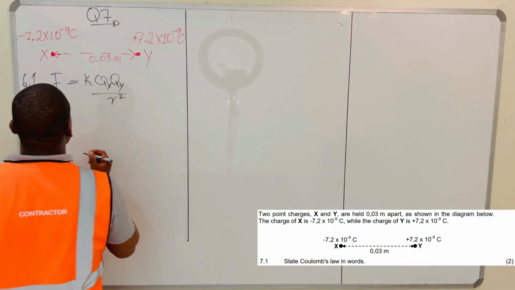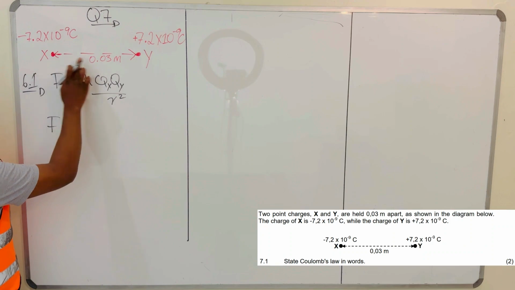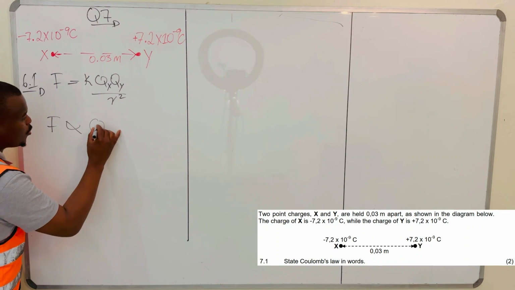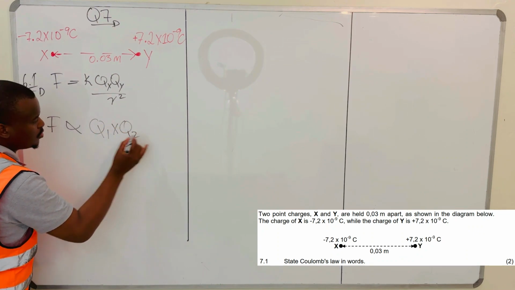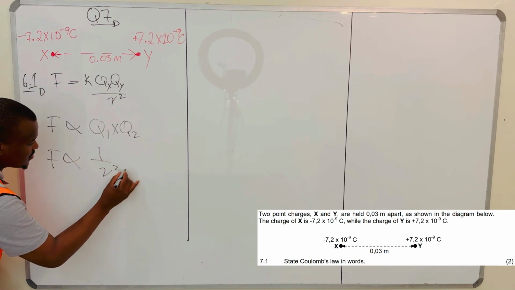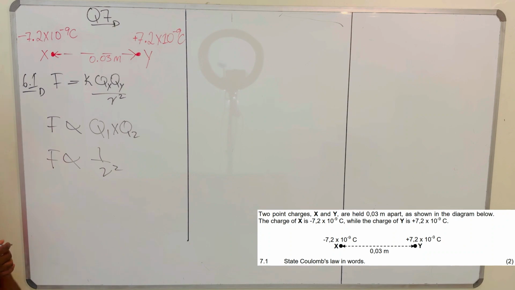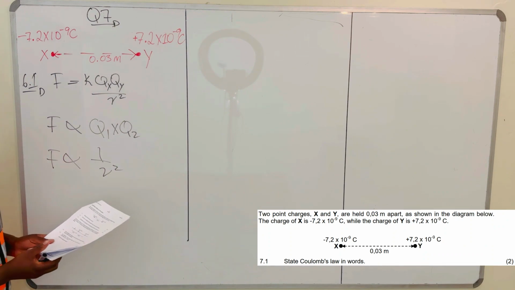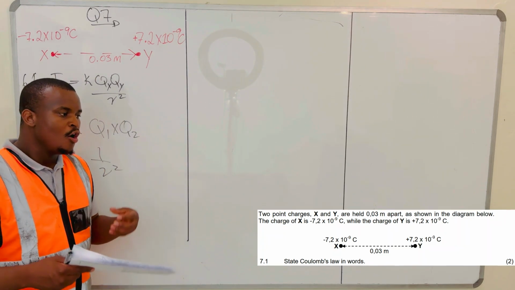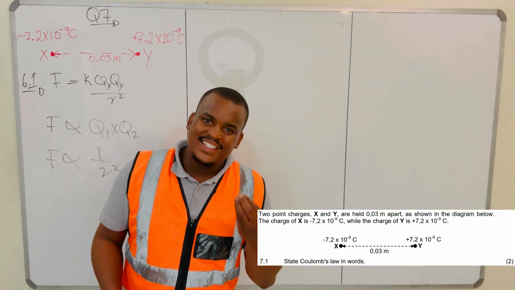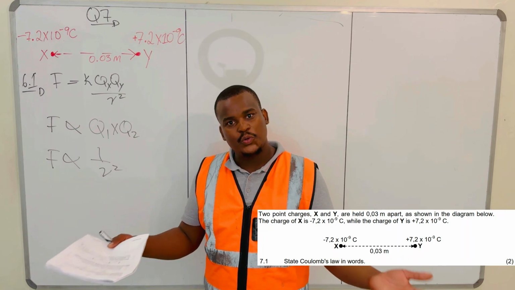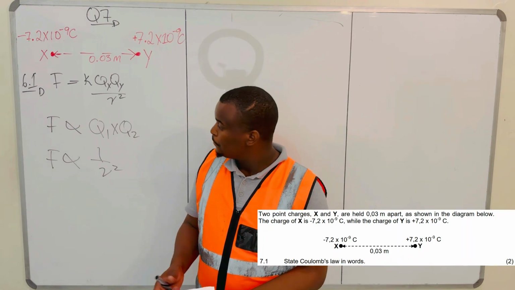So what this says is that the electrostatic force that the two point charges exert on each other is directly proportional to what? To the product of the charges, Q1 times Q2. And the same electrostatic force is inversely proportional to the square of the distance between these two charges. That's Coulomb's law for you. So let me write it down.